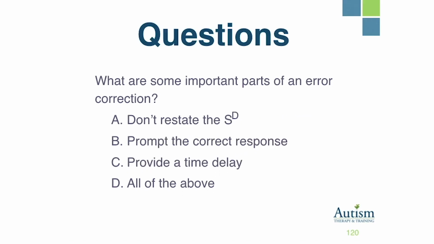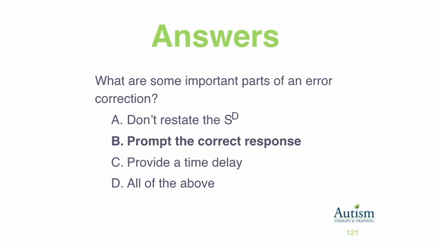What are some important parts of an error correction? A. Don't restate the SD. B. Prompt the correct response. C. Provide a time delay. D. All of the above. And the correct response is B, prompt the correct response.